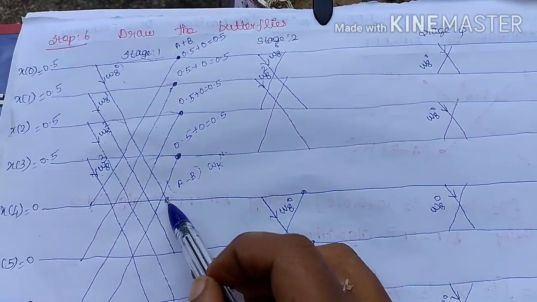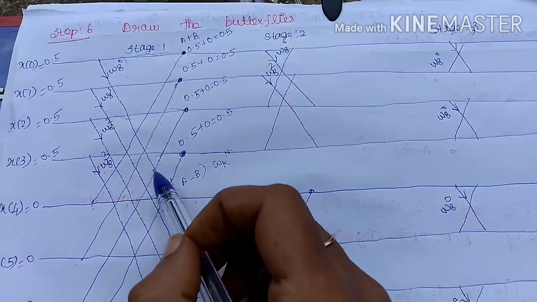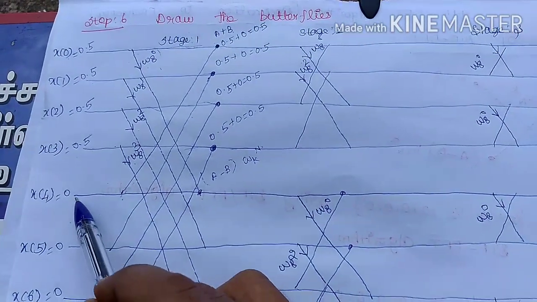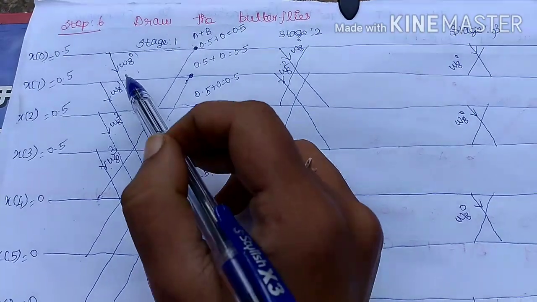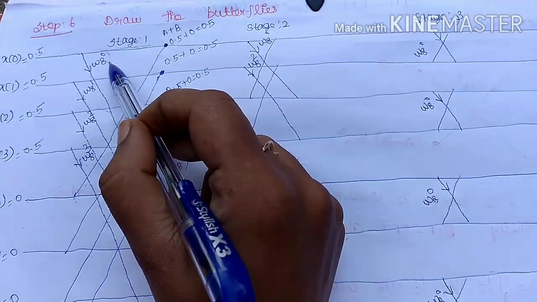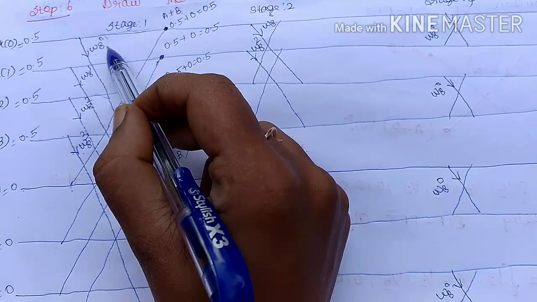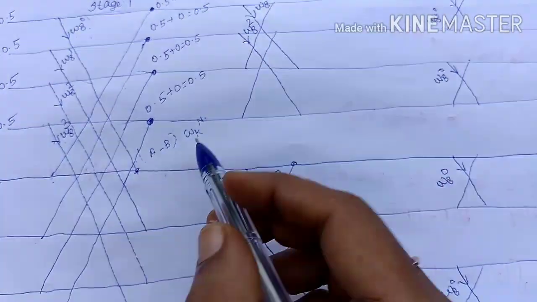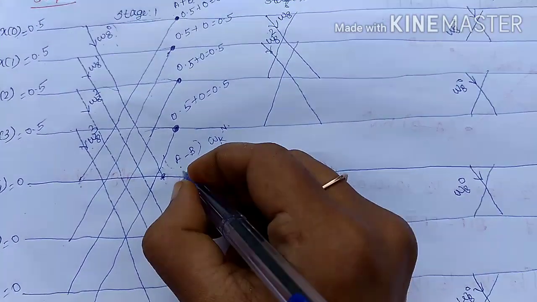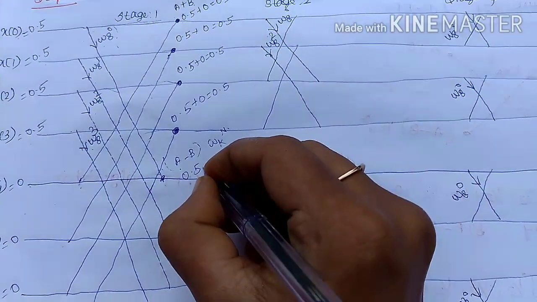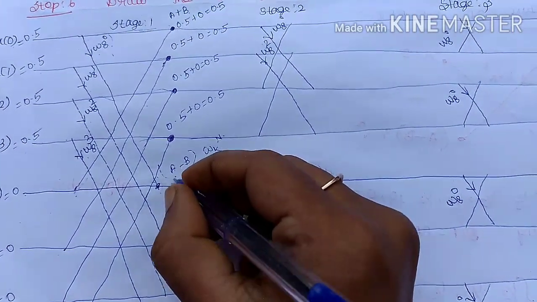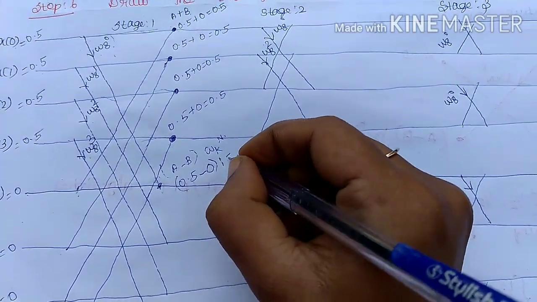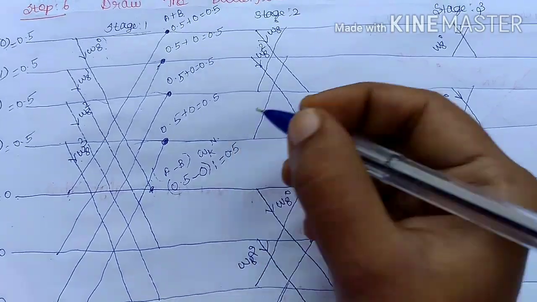Okay, so for this point, one of my inputs is 0.5 and the other input is 0. Our Twiddle factor value is W8 power 0, which is nothing but 1. So I substitute all the values. Here A is equal to 0.5, B is equal to 0, and our Twiddle factor value of W8 power 0 is 1. So my answer is 0.5.